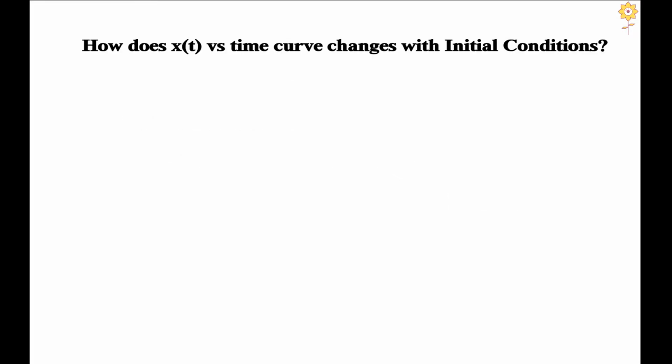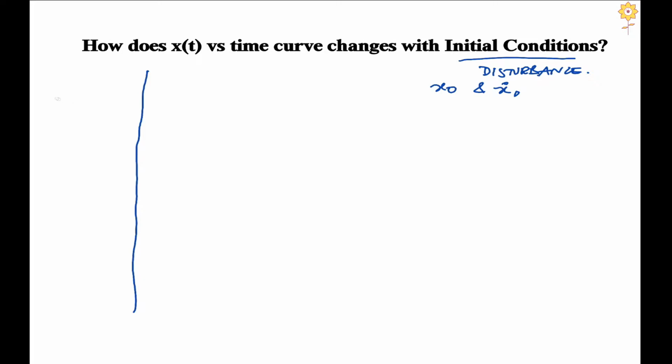Now, how does the displacement versus time curve change with initial conditions? So what are initial conditions? Initial conditions are nothing but the disturbance given to the system so that some energy is induced in the system so as to initiate the vibrations, right? So we have x0 and x dot 0, initial displacement and/or initial velocity. So let us have some combinations of these.